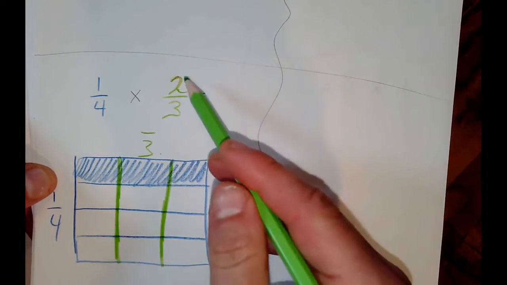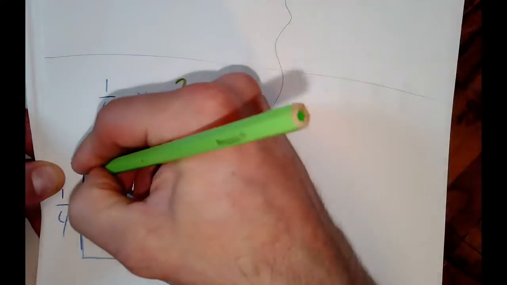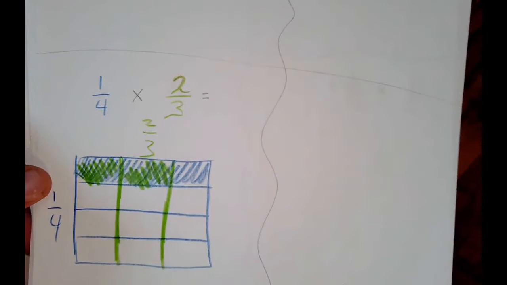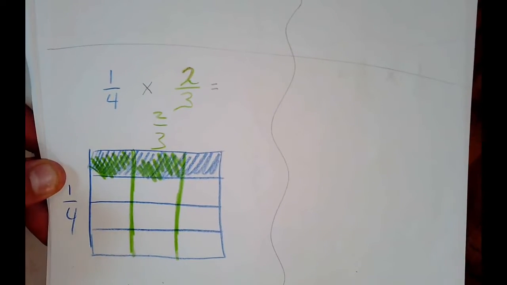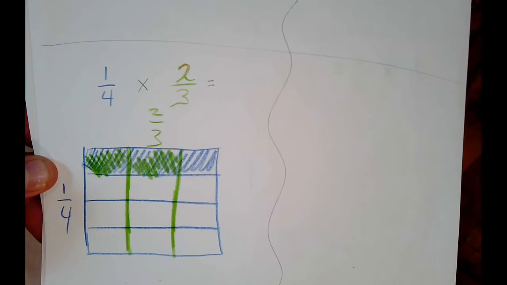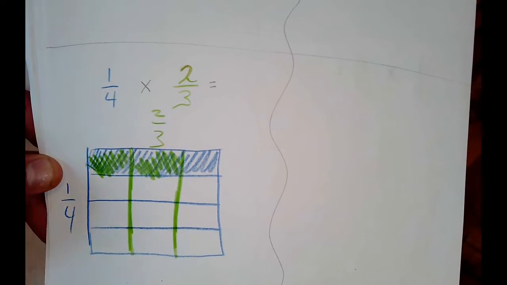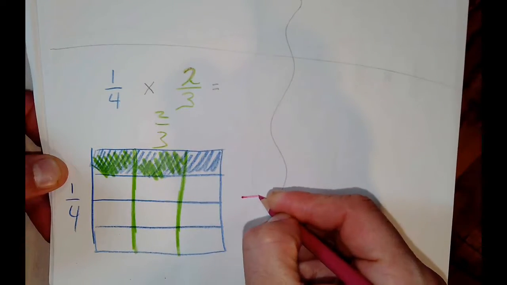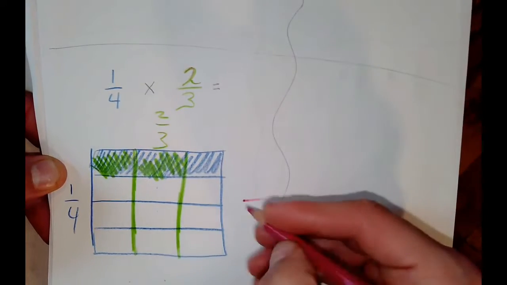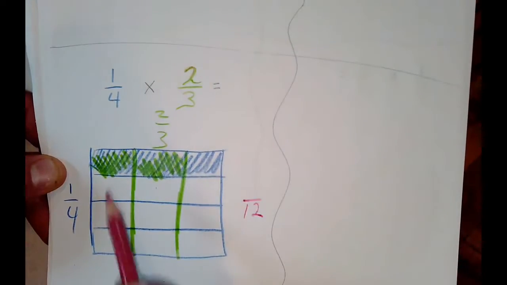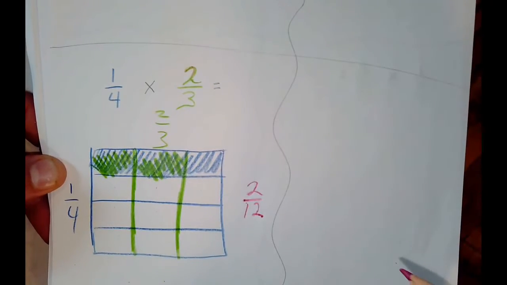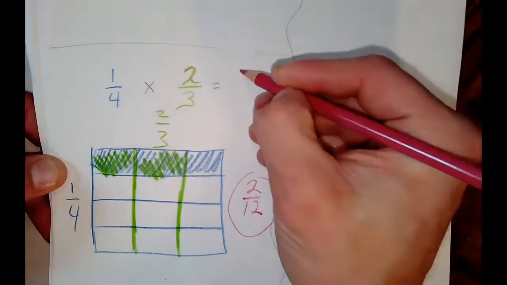How many of those thirds do I want? 2. So let's shade in 2. 1, 2. And we're done. So now we know the fraction of the laptop that will be taken up by a keyboard. And let's see what that is. My new piece size altogether, 1, 2, 3, 4, 5, 6, 7, 8, 9, 10, 11, 12, is 12. So I've got 12ths. How many of them do I have? 2. 2 12ths. There's your answer. 2 12ths.